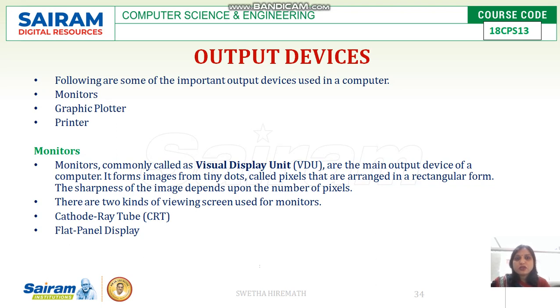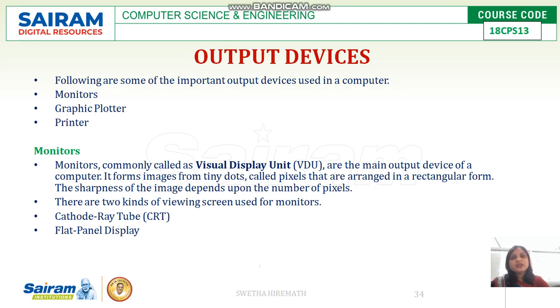First, coming to the monitors, they are the visual display units and are the main output device of a computer. Here the images are formed with the help of pixels. Based on the resolution of the pixels, we identify how clear the image formed on the screen is. There are 2 kinds of viewing screens used for monitors. One is the cathode ray tube, the other one is the flat panel display.